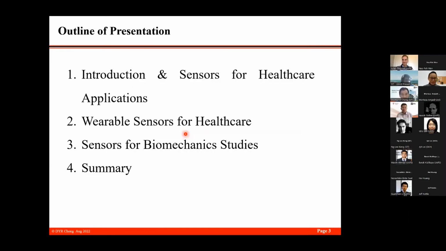This is the outline of my presentation. I'm going to do a quick introduction on sensors for healthcare applications. Then I'll touch briefly on wearable sensors for healthcare. After sitting through the session for about 1.5 hours, I have to acknowledge that I'm no expert in wearable sensors. There are much more experts sitting in this audience. Then I'll move on to talk more about our sensors for biomechanics studies and give a quick summary.